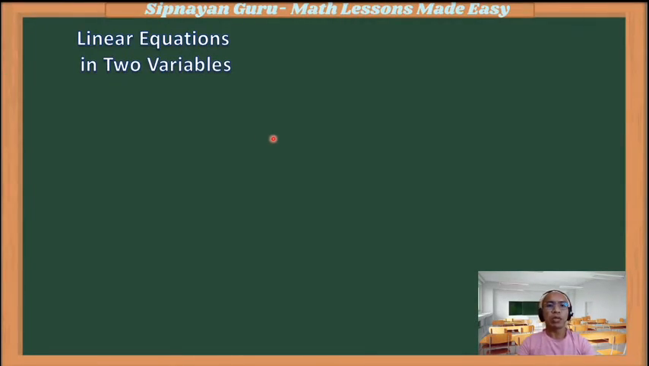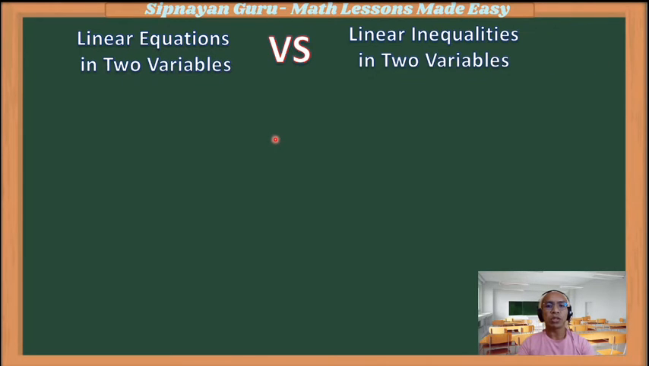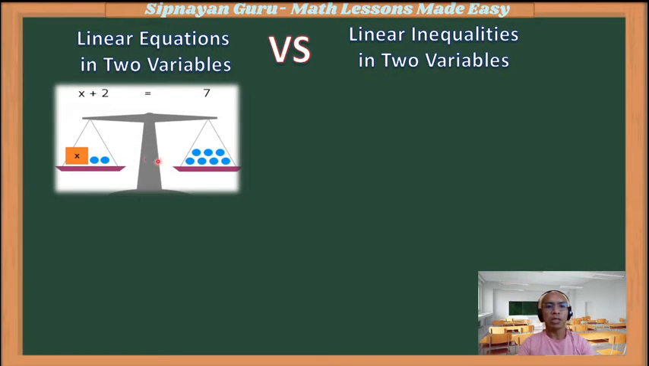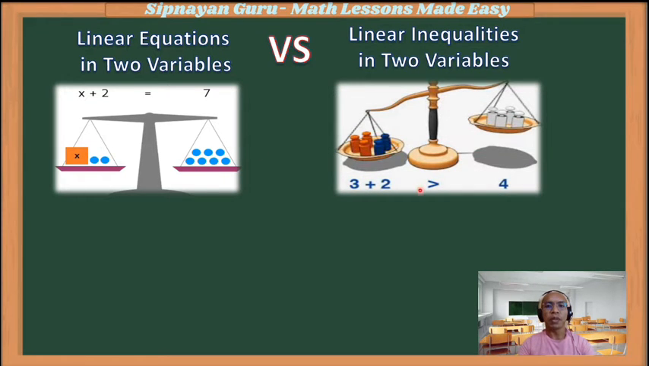Linear equation in two variables versus linear inequalities. The concept of equations and inequalities can be best illustrated through a weighing scale. In the first diagram, this illustrates an equation because the left side is equal to the right side of the equation. When the left side is greater than the right side or the right side is greater than the left side, this illustrates linear inequality.